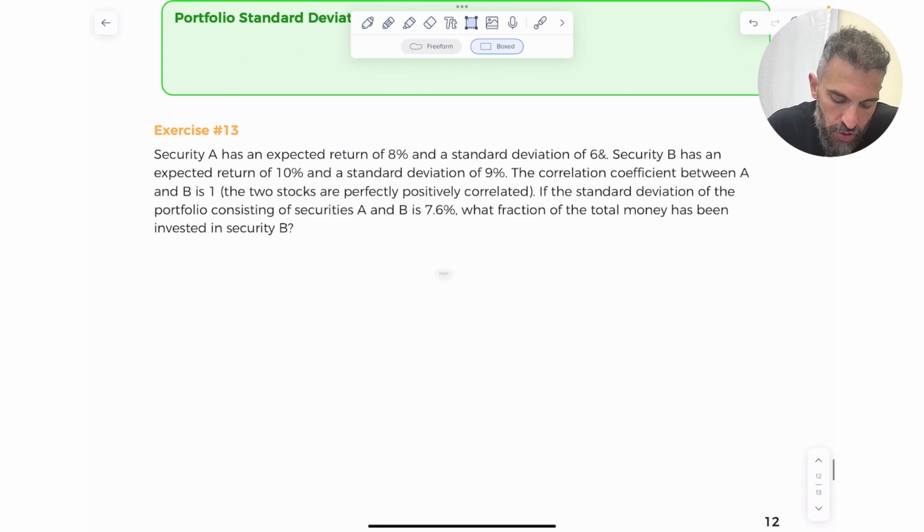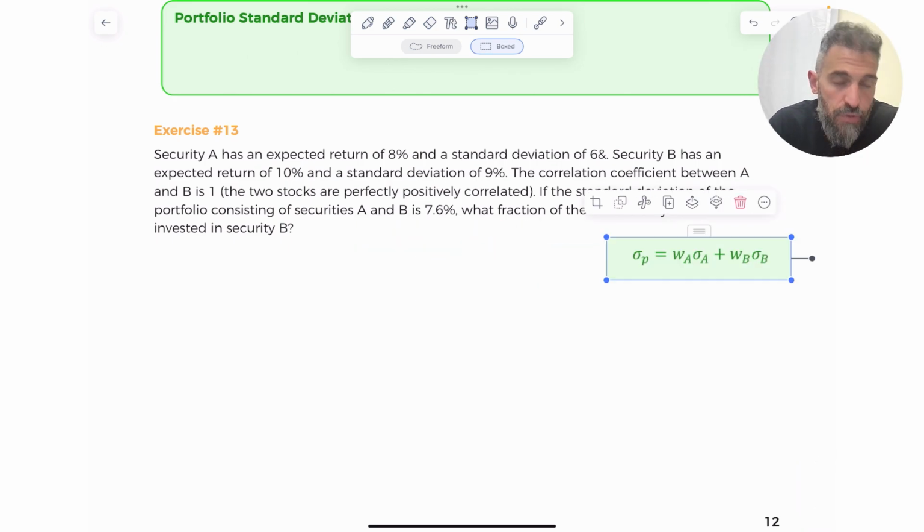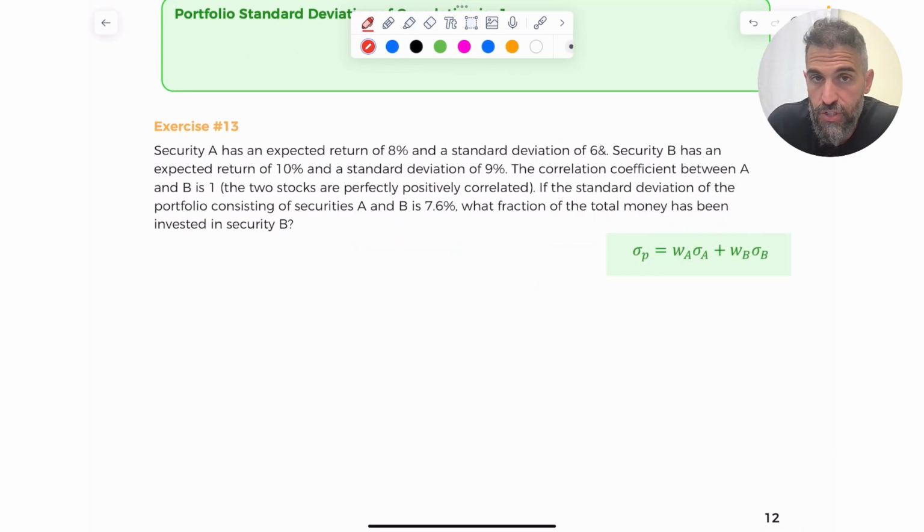Now, the purpose of this question isn't really to solve for the standard deviation, because again, not every question is going to be a cookie cutter, hey, here's a formula, plug in and find the answer. But you need the standard deviation to solve it. Let's see how. Security A has an expected return of 8% with a standard deviation of 6.